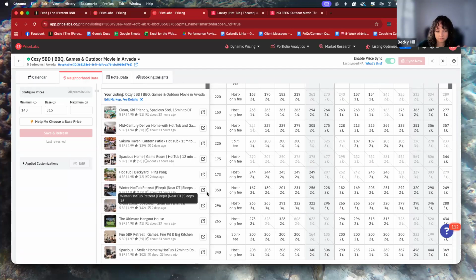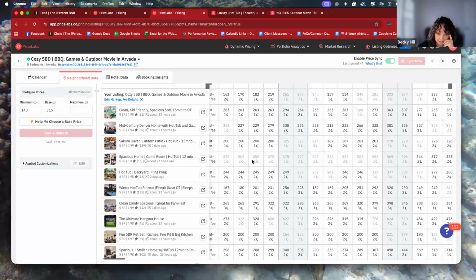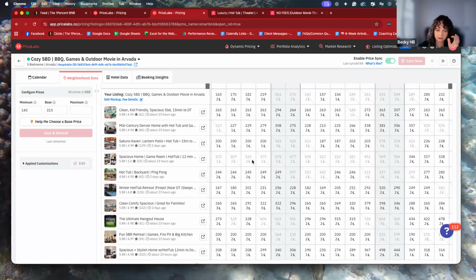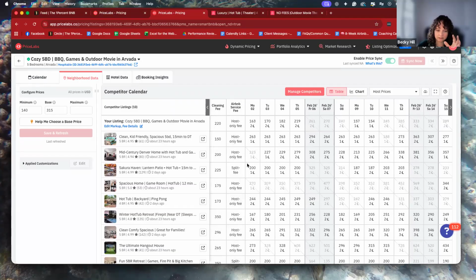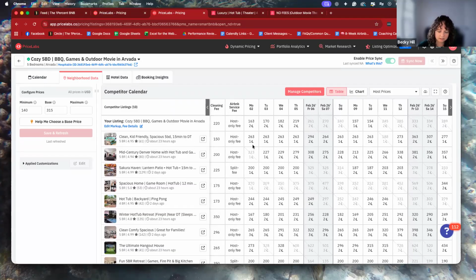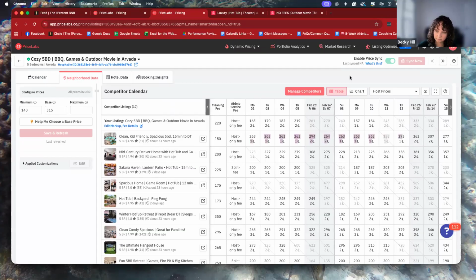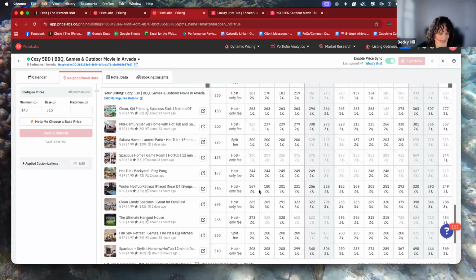I take this calendar with a grain of salt just because I haven't noticed the accuracy being really great. Unless somebody has PriceLabs, they really have no way to determine the nightly rate, because now all of the systems are total pricing. So I just take it into consideration.